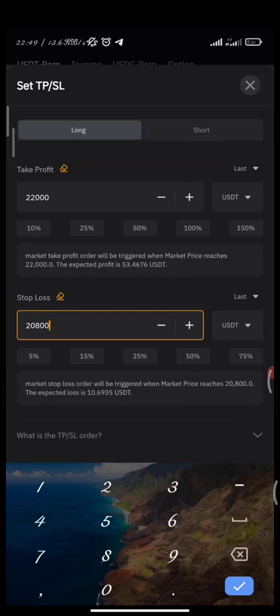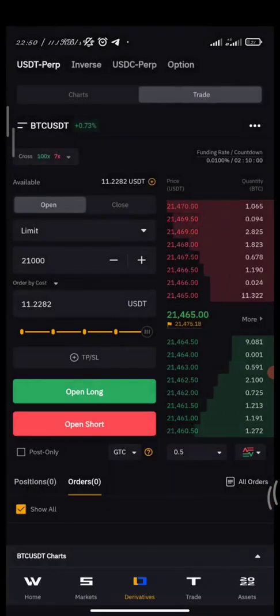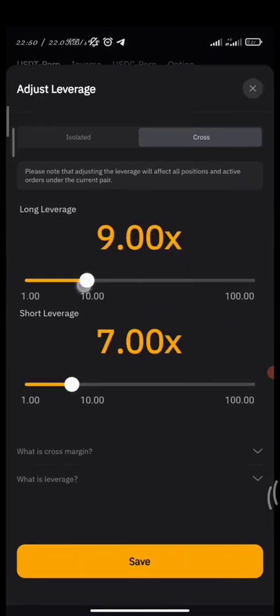So what do we mean? It's not as if it's going to get me liquidated. And look at the distance from just 21,000 to 20,800. So let me reduce my leverage. Let me say I want to use 20.